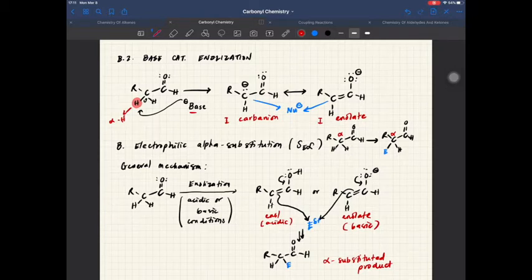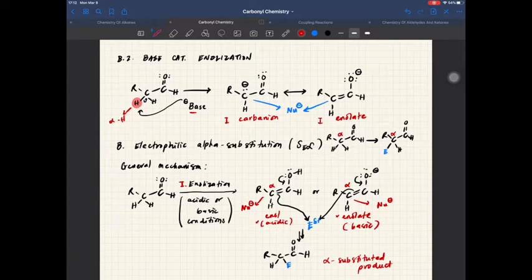Now what happens in electrophilic alpha substitution? In electrophilic alpha substitution, the first step is always enolization. So remember, it's always the first step. It could either be acidic enolization or basic enolization, or enolization in acidic or basic conditions. If the enolization is in acidic conditions, the product is an enol. If enolization is in basic conditions, the product is an enolate. And remember that enol and enolate have a nucleophilic alpha carbon. So this alpha carbon acts as a nucleophile.